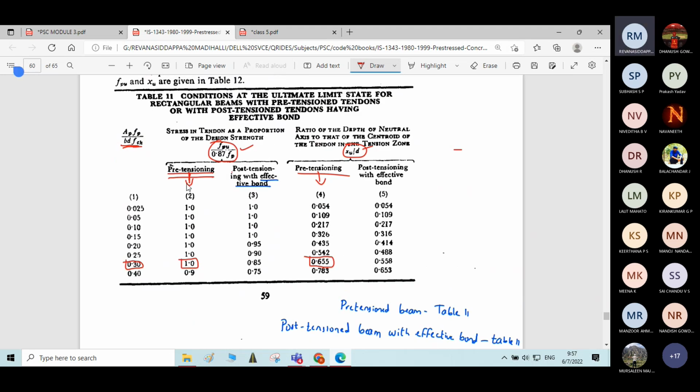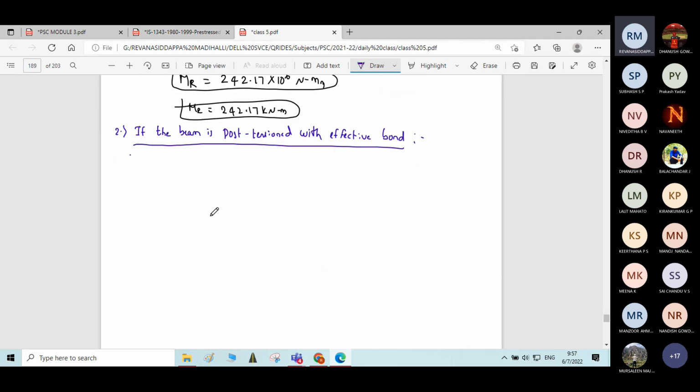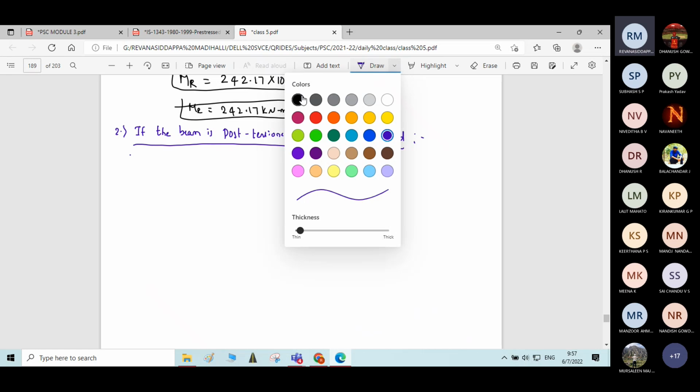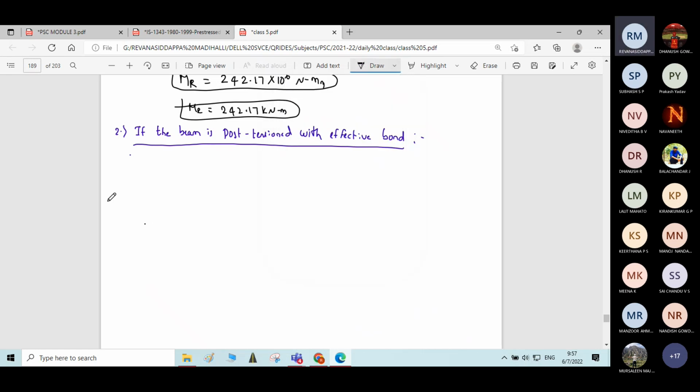Instead of referring to the pre-tensioning column, you need to refer to the post tensioning with effective bond column. These values will change. FPU by 0.87 FP becomes 0.85, and XU by D will become 0.558. That is the only change. The formula is the same: MU is equal to FPU AP into D minus 0.42 XU.